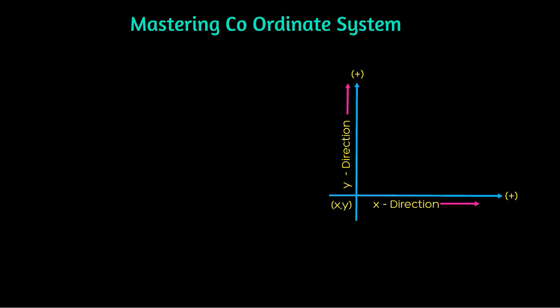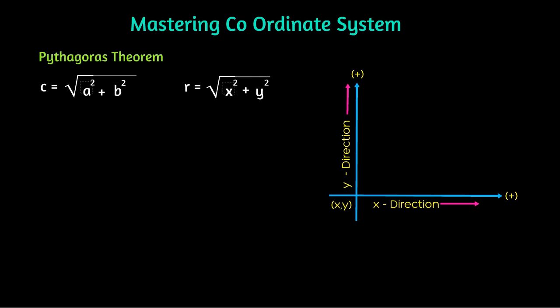Now let us calculate the distance between two coordinates by using Pythagoras Theorem. The formula of Pythagoras Theorem: distance c equals square root of a squared plus b squared. The same formula we can use as r equals square root of x squared plus y squared. Here r denotes the polar distance between two coordinates.